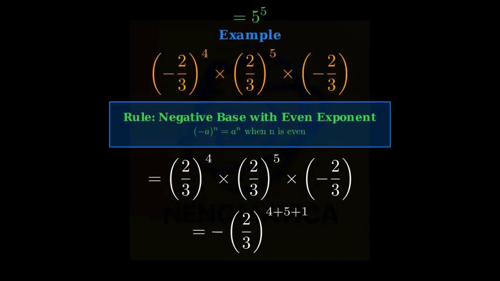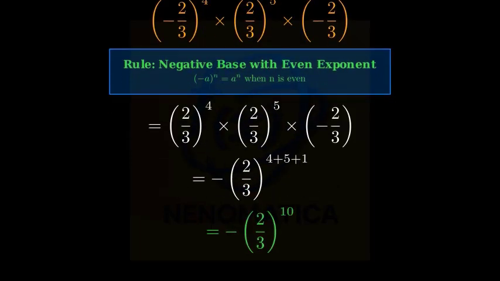Now we can use the product rule of exponents to combine all the terms with the same base, which is 2/3. The negative sign will stay outside. Adding the exponents, we get 4 plus 5 plus 1, which equals 10. So our final answer is negative 2/3 raised to the power of 10.